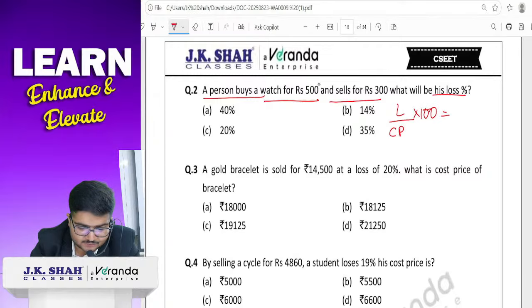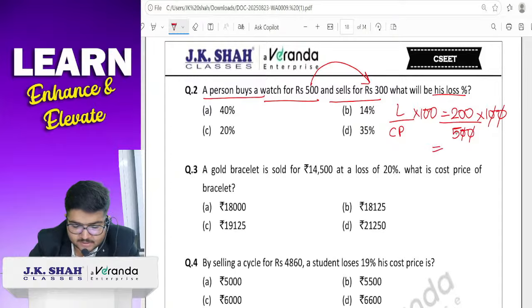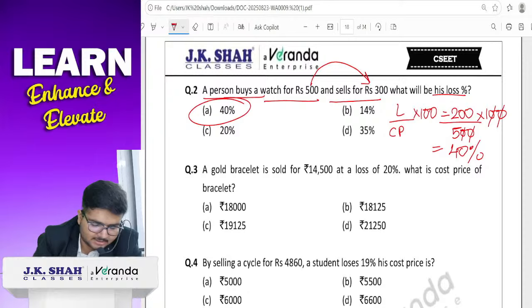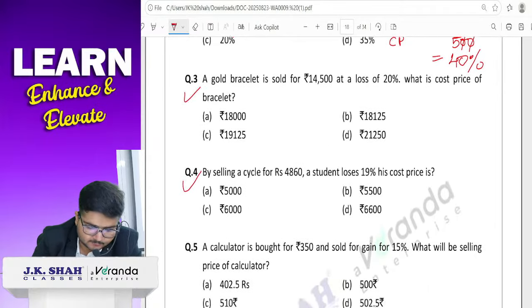How much is the loss? 500, product is sold for 300. Loss is of 200, CP is of 500 into 100. The zeros get cancelled. 200 divided by 5 is 40%. So answer is option A, 40. I will do question number 3 and question number 4 afterwards.